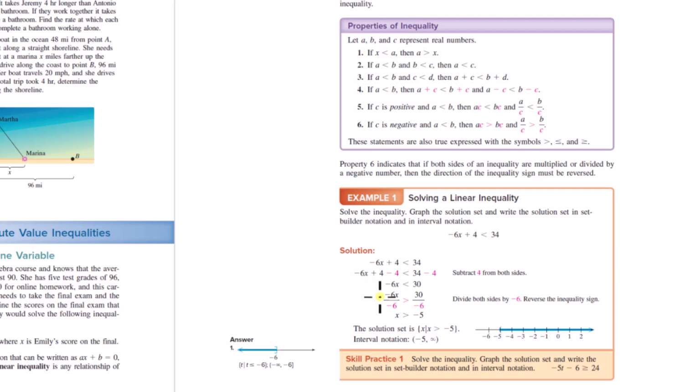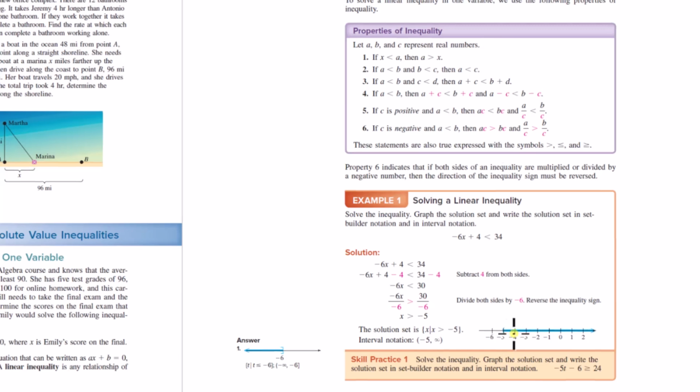And here you can see they start with minus 6x plus 4 is less than 34. They subtract both sides by 4. The inequality doesn't change. Here they have minus 6x is less than 30. They divide both sides by minus 6, but they have to flip the inequality, right? And they get x is greater than minus 5. So the solution set to this inequality is any number that's greater than negative 5.